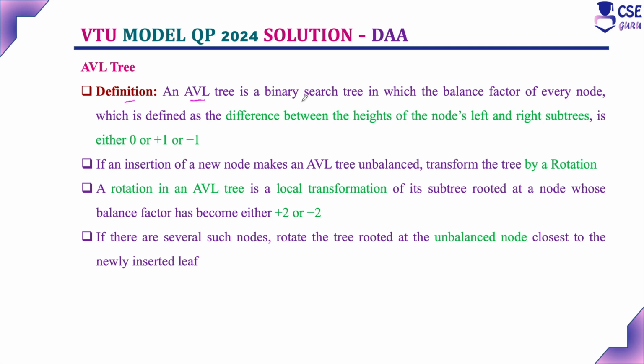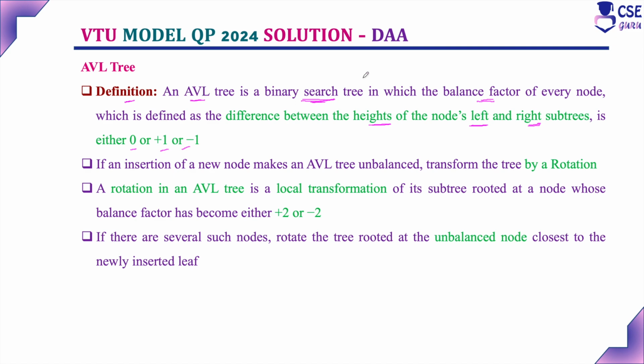An AVL tree is a binary search tree in which the balance factor of every node, defined as the difference between the heights of the left subtree minus the right subtree, should be either 0, +1 or -1. In the sense, the tree is balanced. Otherwise, the tree is unbalanced. So, an AVL tree is a binary search tree.